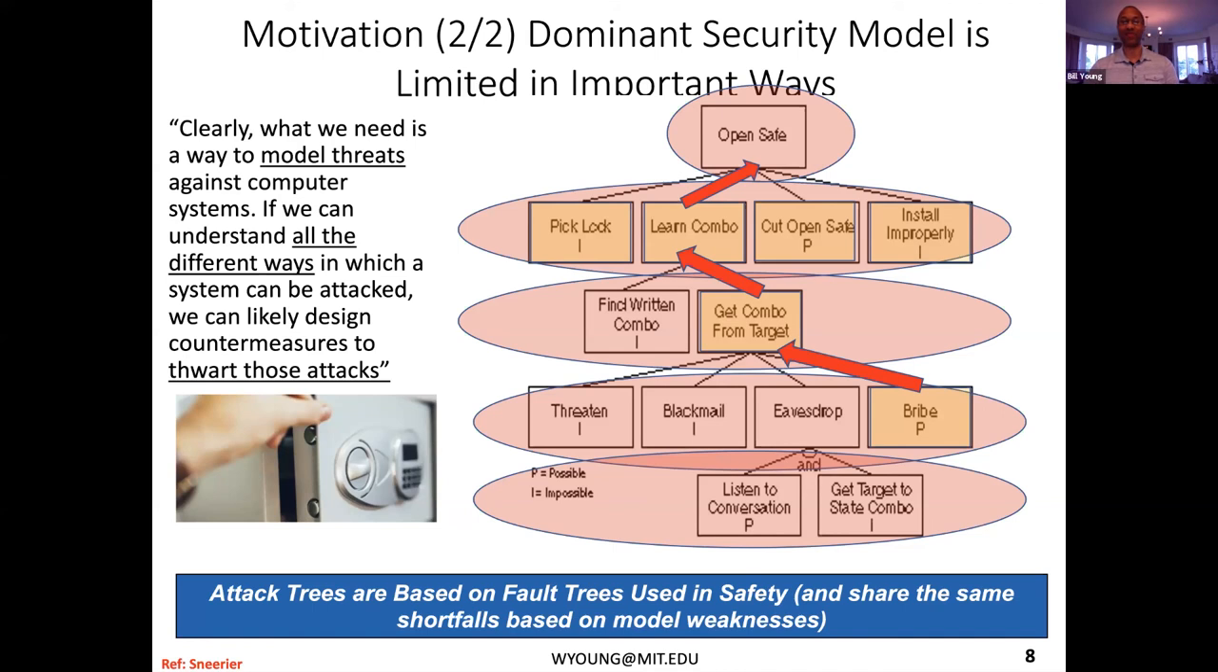Now, one of the things that's really interesting about this is if you go back and look at the origin of attack trees, they were actually invented by Schneier when he saw fault trees. And as a result of that, they share the same shortfalls as the fault trees. And I won't go into that. Nancy did an excellent job of covering those on Monday. But suffice it to say that the same limitations that fault trees had for safety, attack trees share for security today. So that's very, very important to understand.